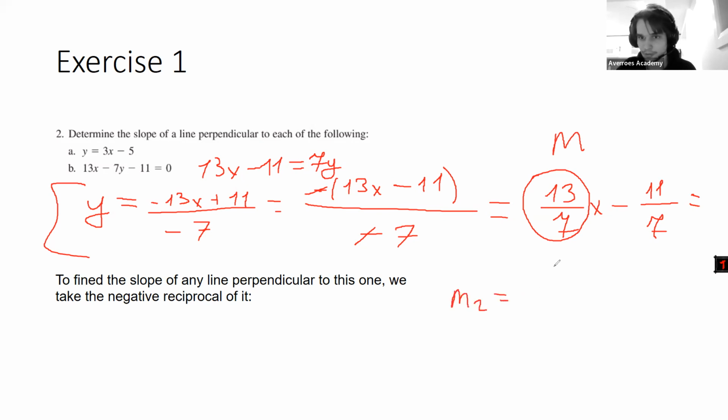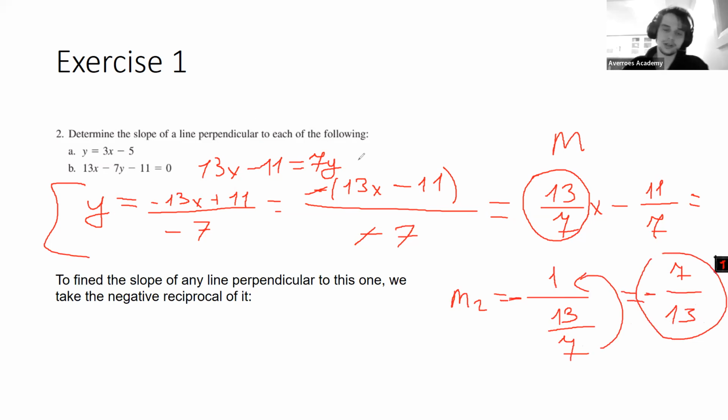It would be equal to 1 divided by 13 divided by 7, right? And we just flip it. But we're gonna flip 13 divided by 7, and there is a minus in front of it. So it's going to be -7 divided by 13. This would be the slope of the perpendicular line. You got it, Yusuf? Yeah, I got it.